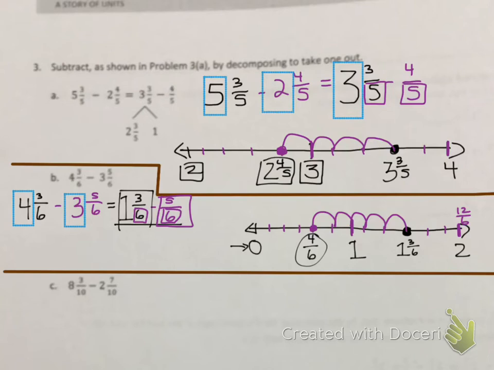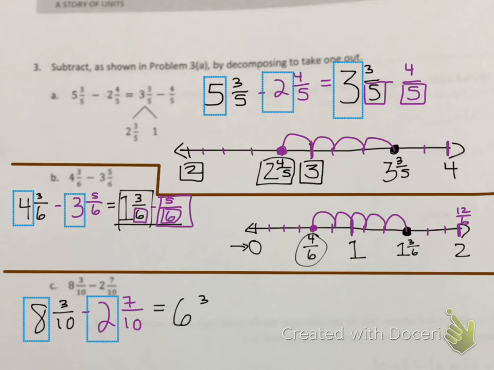So I have 8 whole, I have 3/10, and I'm subtracting 2 and 7/10. We are going to subtract the wholes. 8 subtract 2 is 6 3/10, and I have 7/10 left over. So now we have to find the difference. We are subtracting here, and let's make the number line.